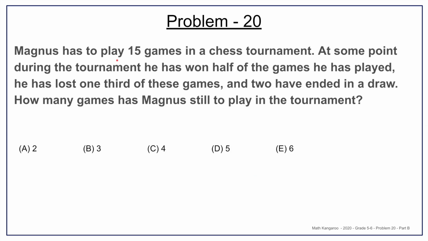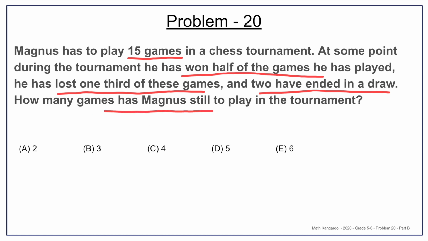Problem 20. Magnus has to play 15 games in a chess tournament. At some point during the tournament, he has won half of the games he has played. He has lost 1/3 of these games and 2 have ended in a draw. How many games has Magnus still to play in the tournament? These are our options. So we need to figure out how many games are left to Magnus to play.